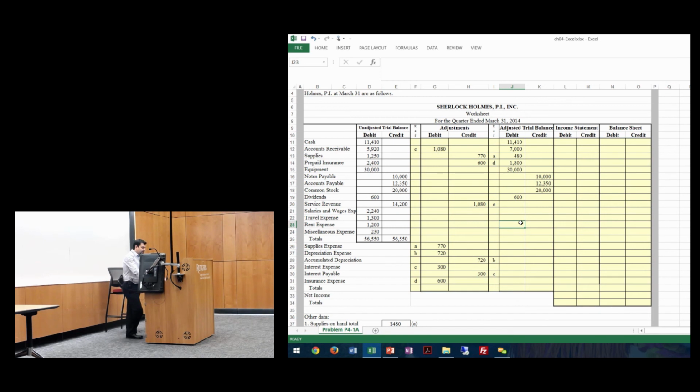Next, what do you have? You have, for example, here, we have service revenue. It's equal to 14,200 plus whatever we recognized, right? And you continue doing that.